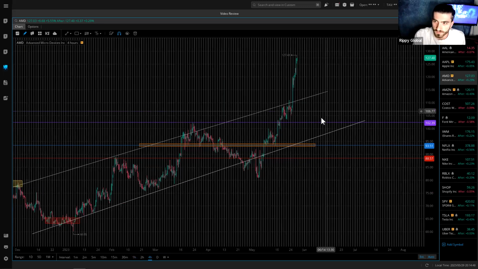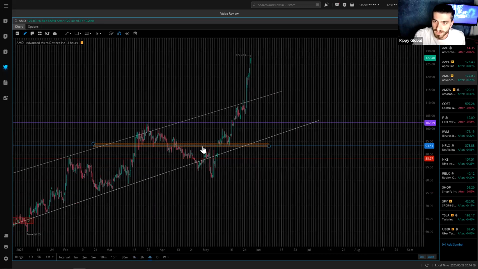Where are the next zones? As you can see from my charting, I have not had any levels since above the 102 a share, which was the previous high that was happening. And obviously now we're breaking out to basically 130 a share.